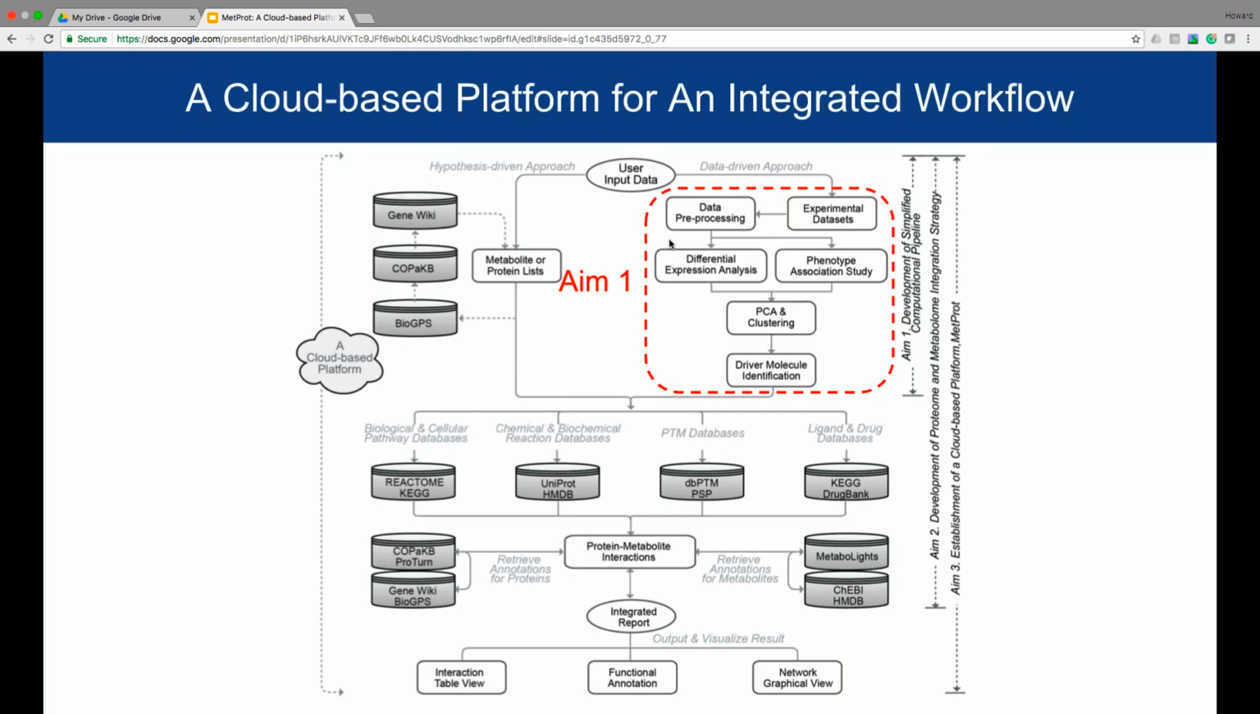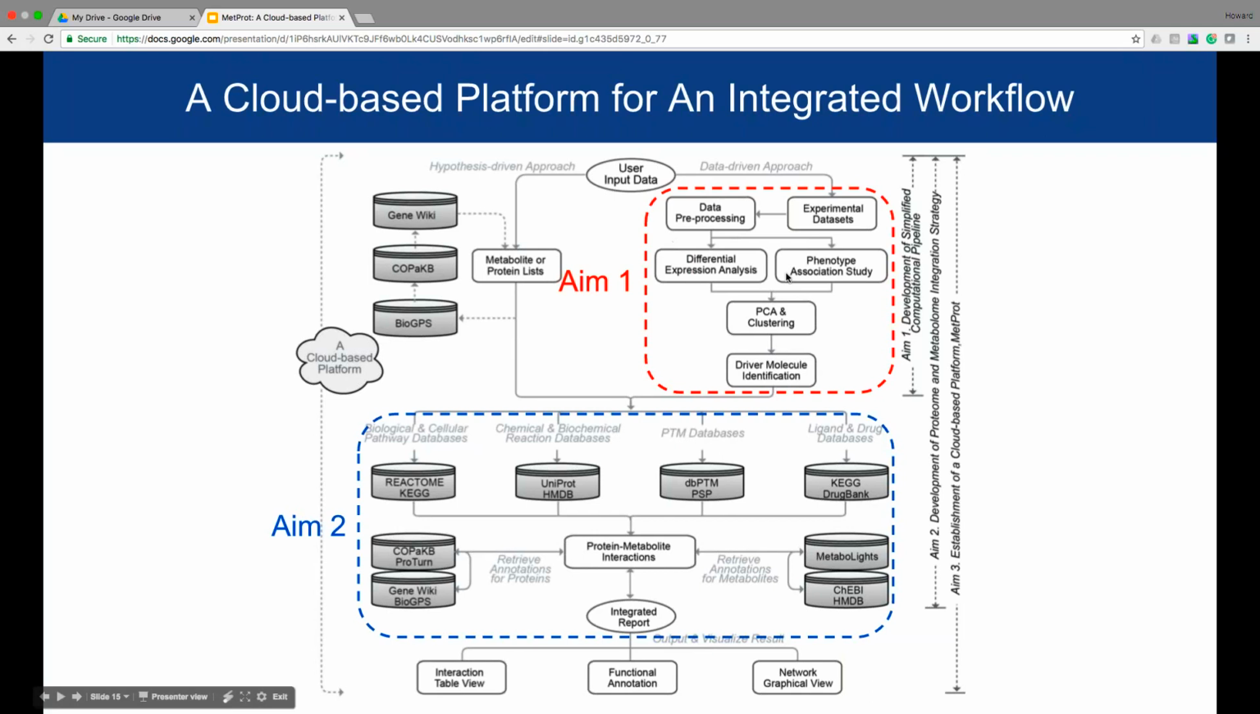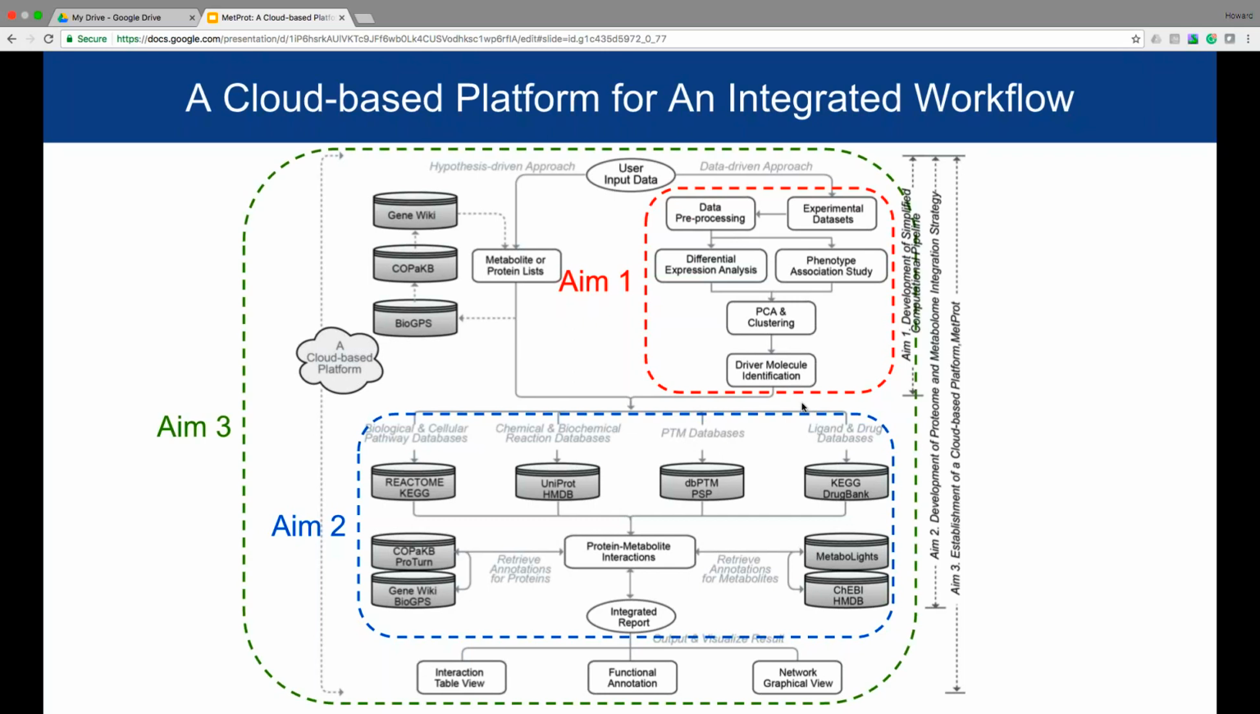In AIM-2, the molecules of interest detected through AIM-1 will be explored using information fetched from pathway, chemical reaction, PTM, ligand, drug, and transcriptional regulation databases. The extracted information is then integrated to construct a network graph among proteins and metabolites, with additional annotation of molecules from CPTAC, GeneWiki, Metabolite, and ChEBI. Collectively, we will engineer a cloud-based platform to enable these analyses on the cloud and to generate an integrated report, including a table view of protein-metabolite interactions, functional annotation, and graphical views as output.